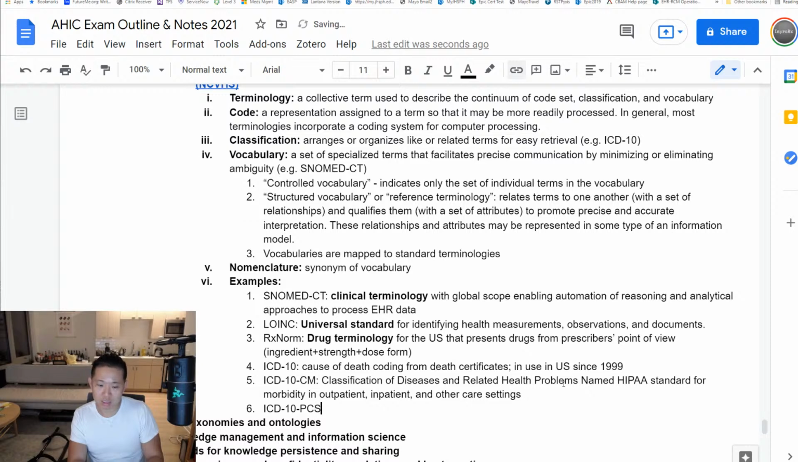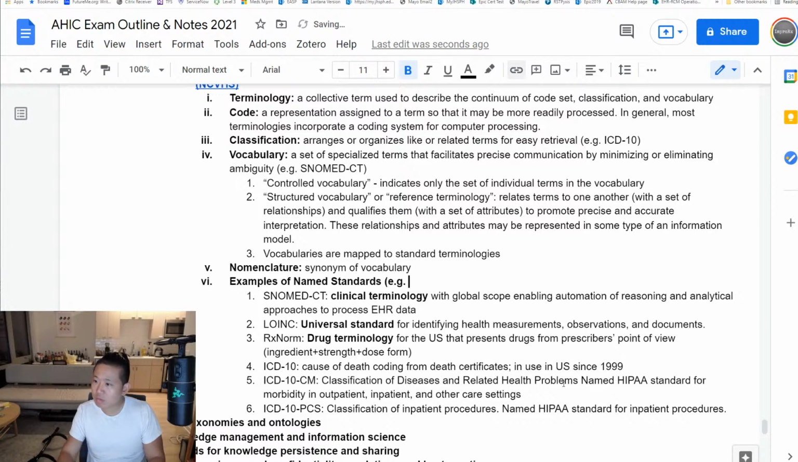ICD-10-PCS, classification of inpatient procedures and the standard for inpatient procedures. Name standards. I think name standards means the ones that are like HIPAA standards. Wow, there's quite a few. Okay, so we're going to keep going on.